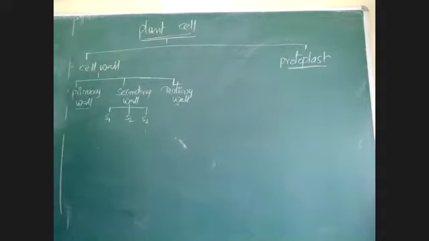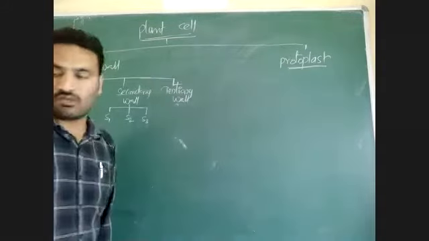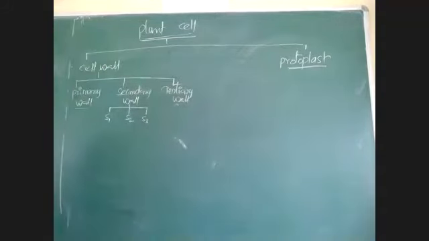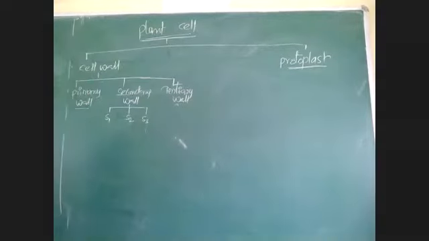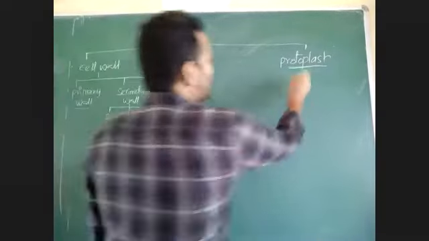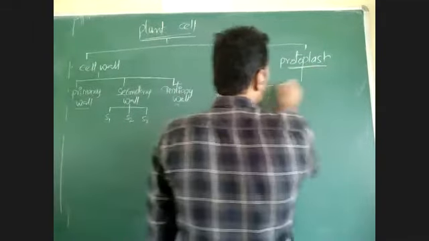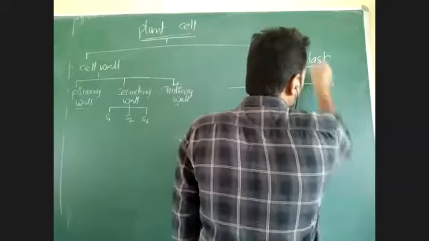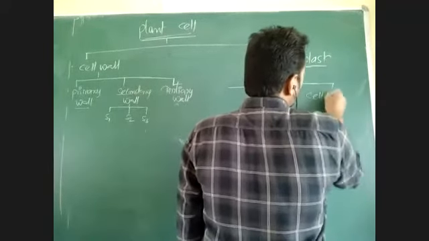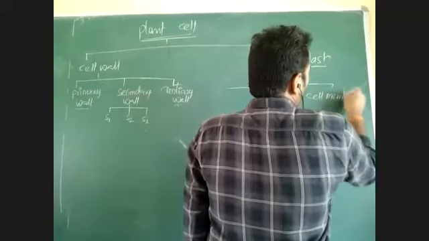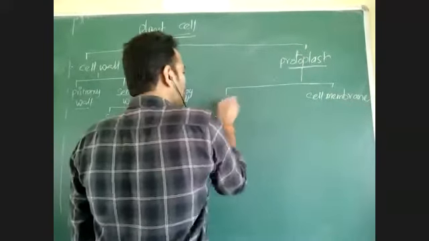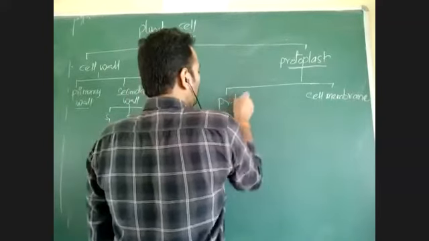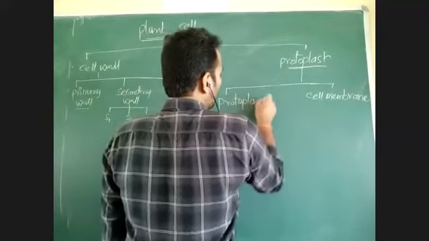Then this protoplast is there, no? That protoplast we can divide into two parts again. What are those two parts? The outermost part of the protoplast is the cell membrane. Except for the cell membrane, the remaining total part of the cell is called protoplasm.